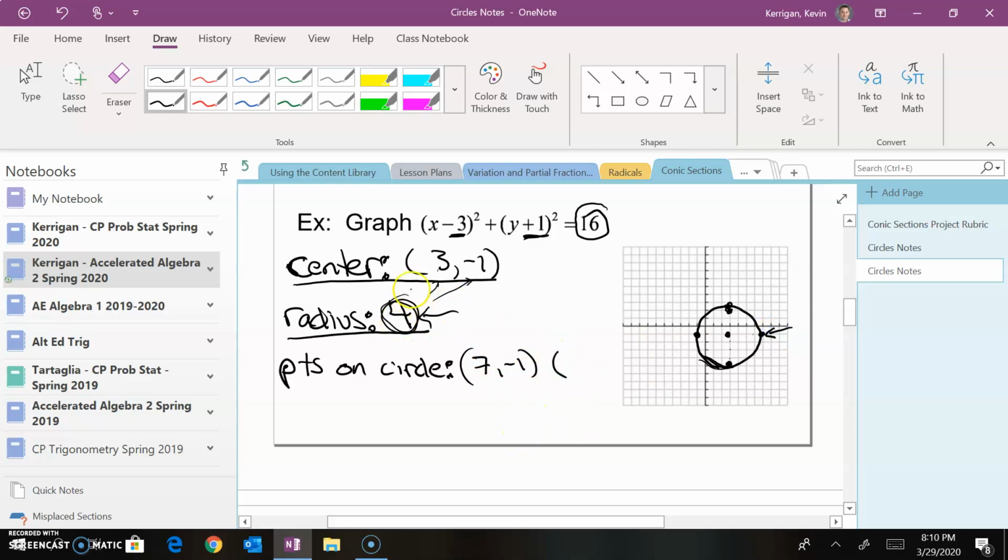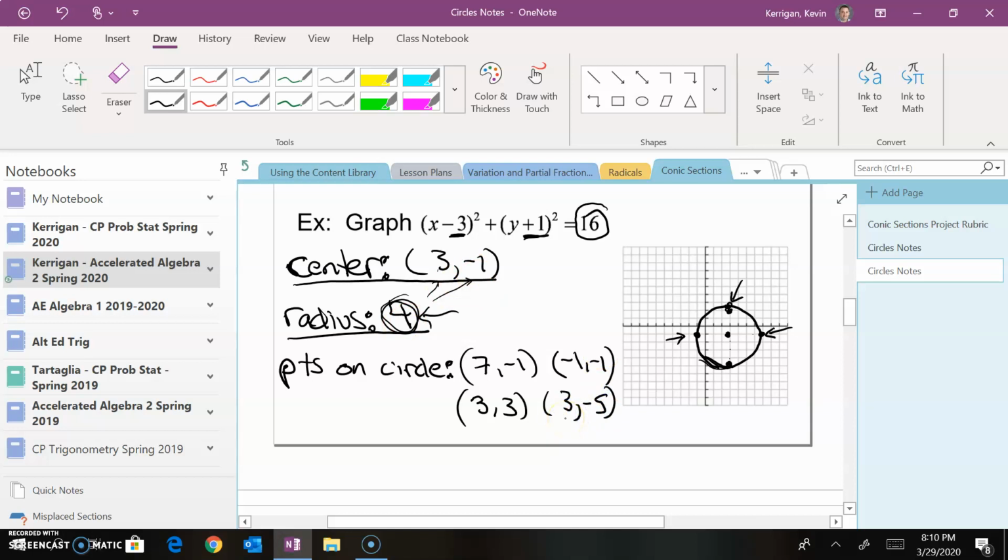If I subtracted 4 units from my x value, I'm going to get -1, -1, which was this point right here. And then if I do the same thing with my y values, if I add 4 to -1, I'm going to get 3, 3.